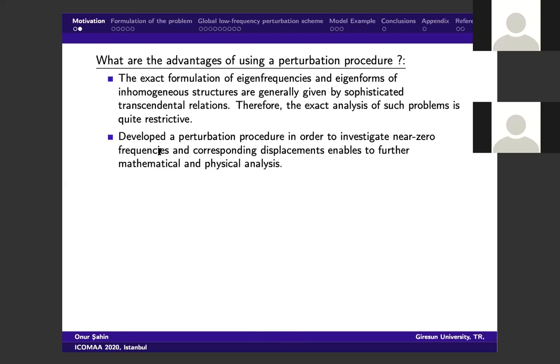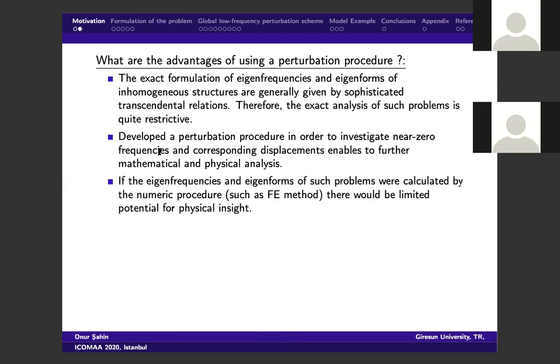Developing a perturbation procedure in order to investigate near zero frequencies and corresponding displacements enables further mathematical and physical analysis. If the eigenfrequencies and eigenforms of such problems were calculated by a numerical procedure, such as the finite element method, there would be limited potential for physical insight. So all these results motivate us to develop a perturbation procedure for the following problems.